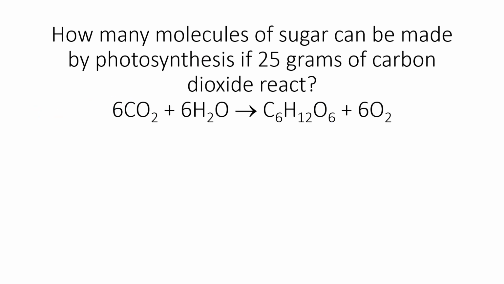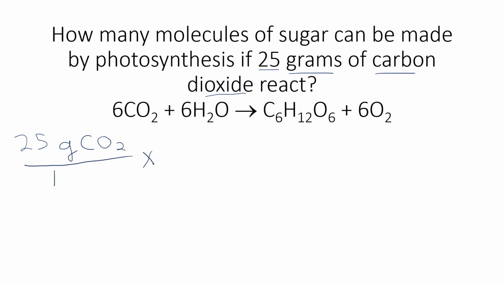Okay, in this problem, we're asked how many molecules of sugar can be made by photosynthesis if 25 grams of carbon dioxide react. And we're also given the balanced chemical equation that 6 CO2 plus 6 H2O yields C6H12O6 plus 6 oxygens. Well, let's start this by writing down the number, the unit, and the chemical that we were given. So I'll start by writing down 25 grams of CO2.